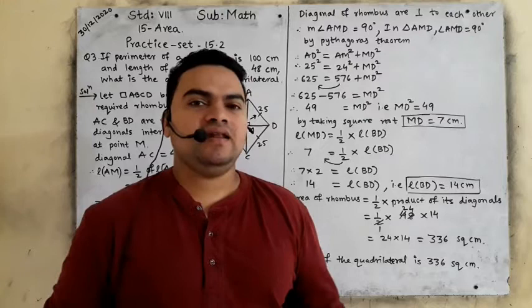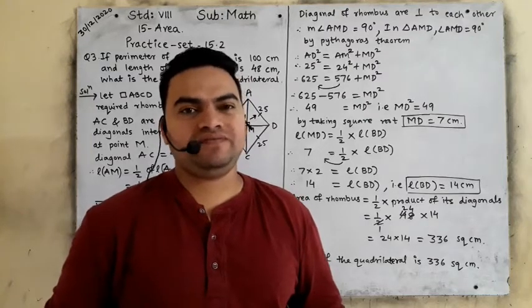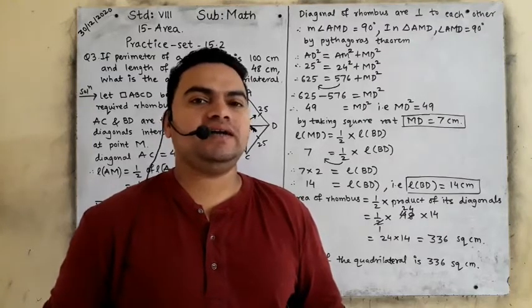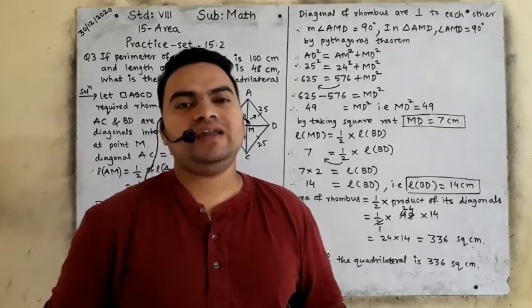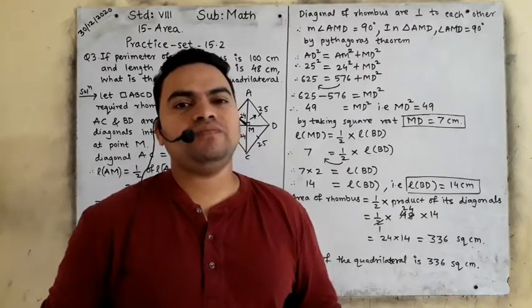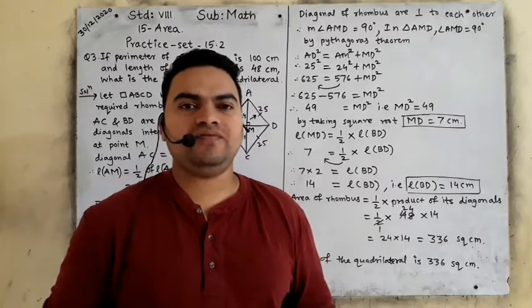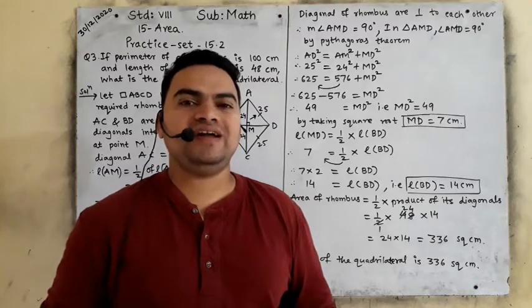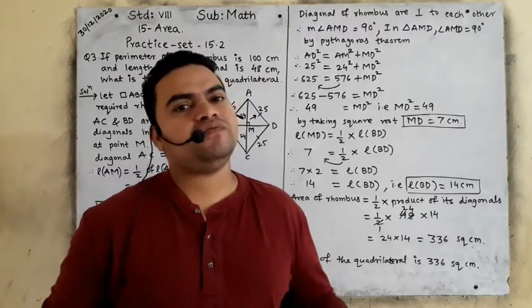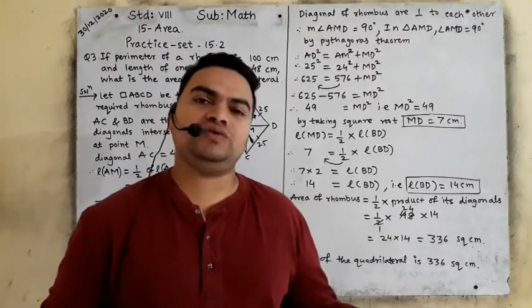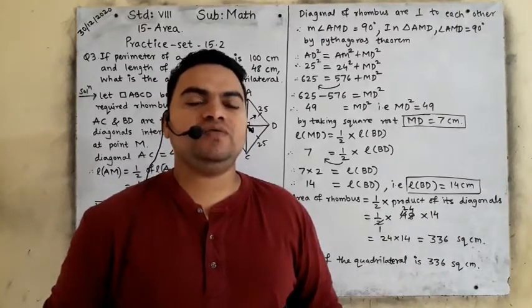In area, last session we have seen practice set 15.2 and we have started the formula of area of rhombus. Area of rhombus is equal to half multiplied by the product of the lengths of its two diagonals. So let me clear you one thing.